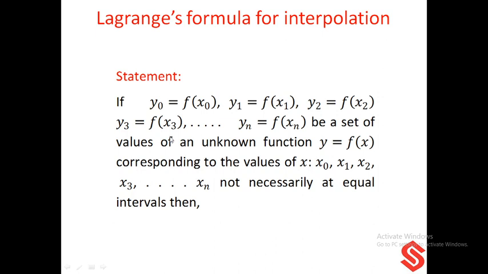The statement is like this: if y0 = f(x0), y1 = f(x1), y2 = f(x2), y3 = f(x3), and so on, yn = f(xn), be a set of values of an unknown function y = f(x) corresponding to the values of x: x0, x1, x2, x3, etc., xn, which are not necessarily at equal intervals, meaning they are not equally spaced.